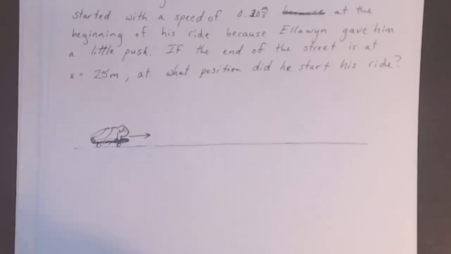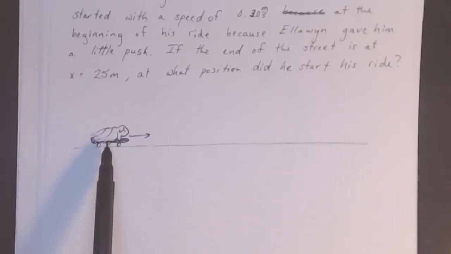Then we're going to have some locations of interest. This is a pretty basic problem, which means we have one initial location of interest and one final location of interest. When we read the problem, we can see the initial location of interest is when he starts his ride, and the final location of interest would be at the end of the street. We're given information about those specific positions in space, which corresponds to time, so we're not given any time information. So we go back, and I've got my picture.